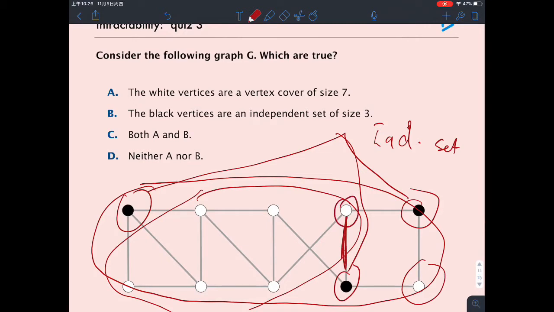If I look at this edge, one end is a white node. If I look at this edge, both ends are white nodes. So our assumption remains true for another graph. We find a vertex cover of size 7 and an independent set of size 3. So C is correct.